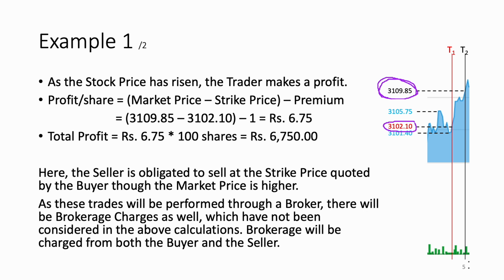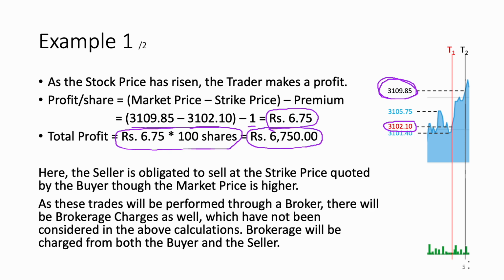So what happens is that when this trade takes place, the buyer makes a profit. How much profit? He makes a profit of the current market price minus the strike price minus the premium, that is in this case rupees 6.75. So this is the profit the buyer makes per share. So the total profit the buyer makes is multiplied by however many shares he has agreed in the call option. So in this case, I'm considering 100 shares, so 6750 rupees will be the profit of the buyer.